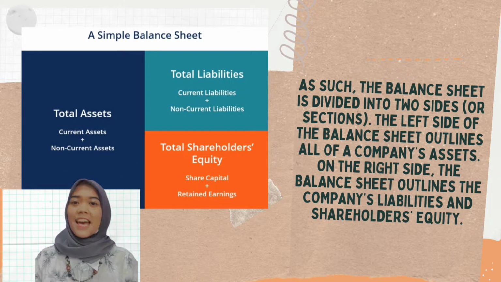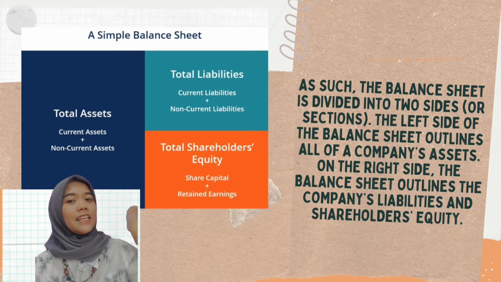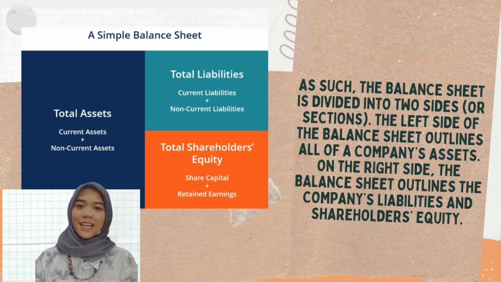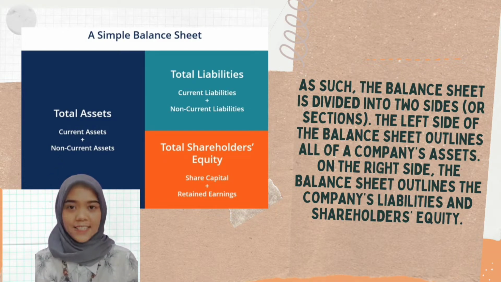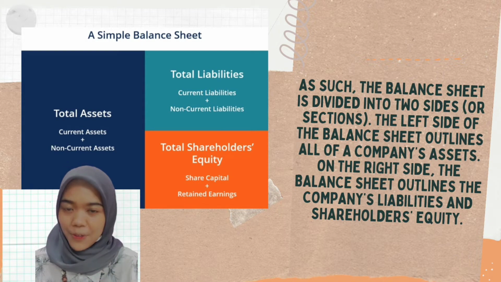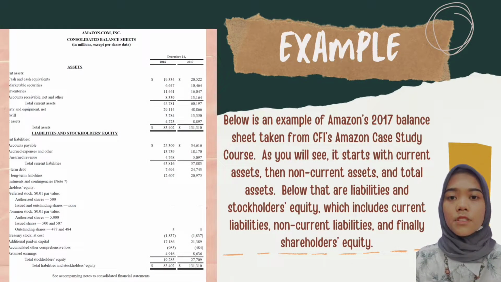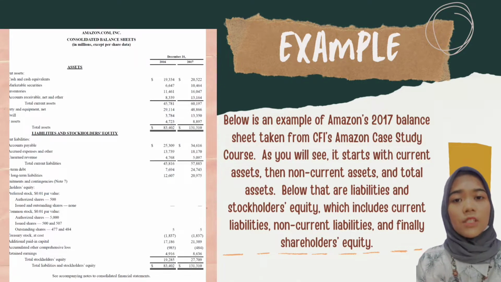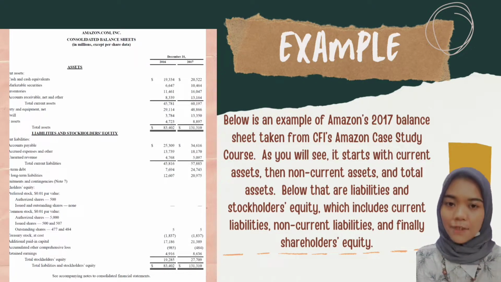Simple balance sheet. As such, the balance sheet is divided into two sides or sections. The left side of the balance sheet outlines all of a company's assets. On the right side, the balance sheet outlines the company's liabilities and shareholders' equity. There are two forms of presentation of the statement of financial position, namely staff or report form and scontro or account form. I use the example of presenting a report in the form of a staff.